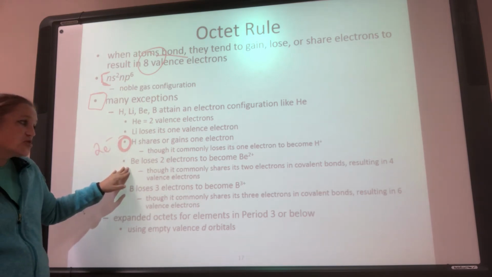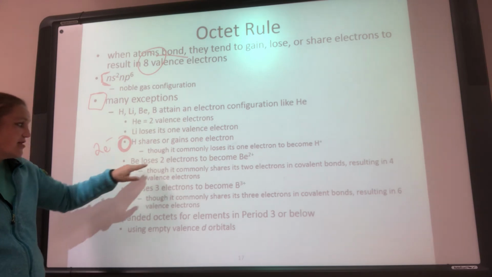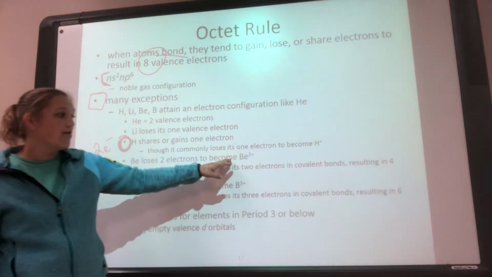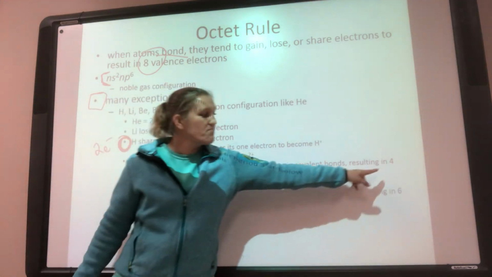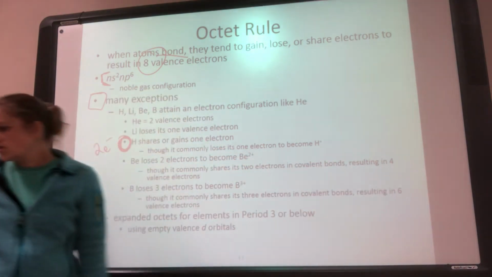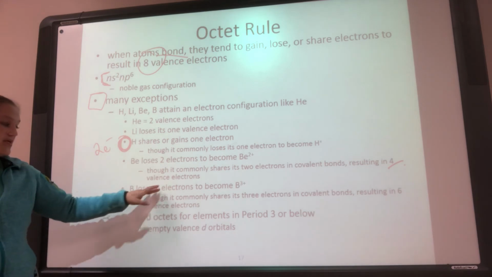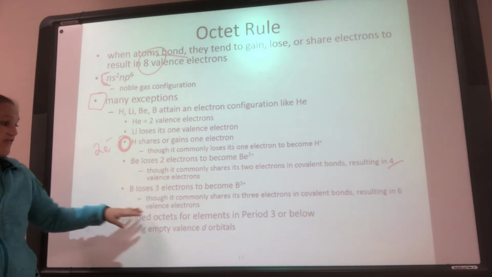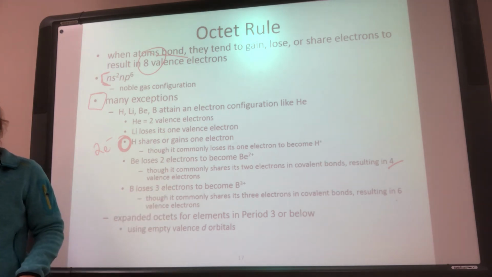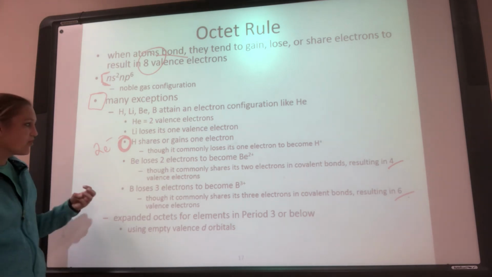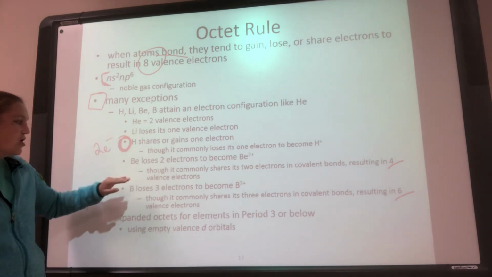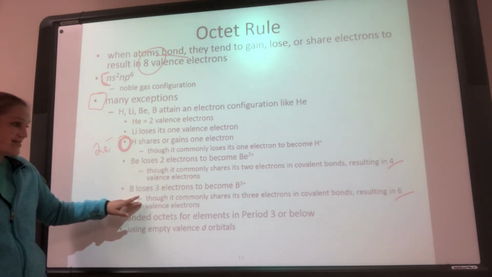Beryllium doesn't really want to share that much. He likes to just lose and become an ion, but if he does share, he's happy with 4. So beryllium is happy with 4. Boron would rather just become an ion, but if he does share, he's happy with 6. So those are kind of your 3 big ones. Helium's 2, beryllium's 4, boron is 6.